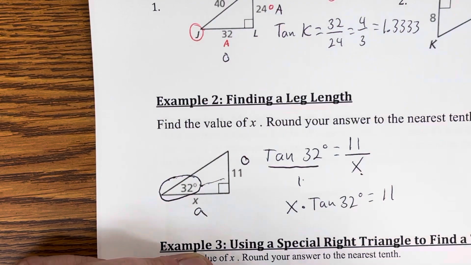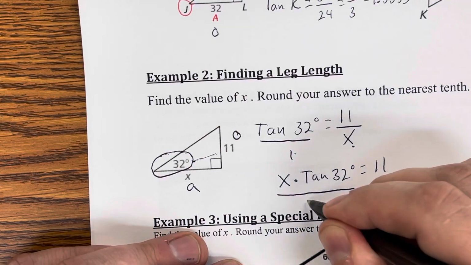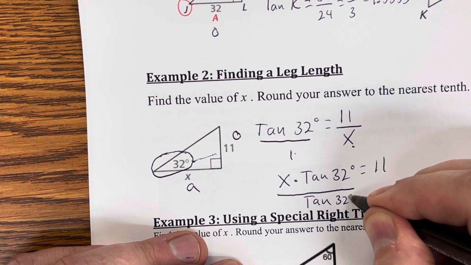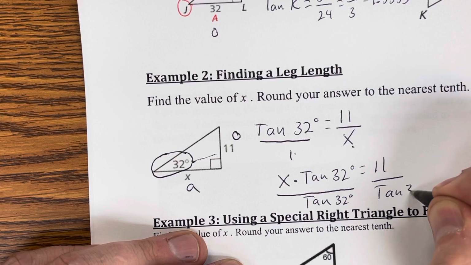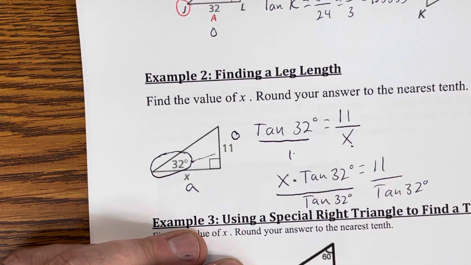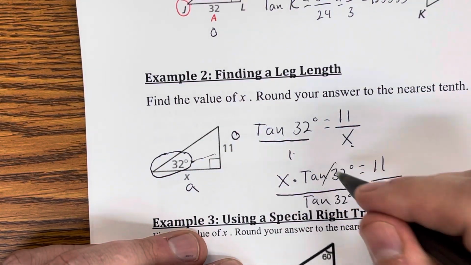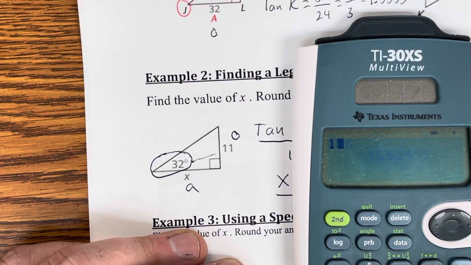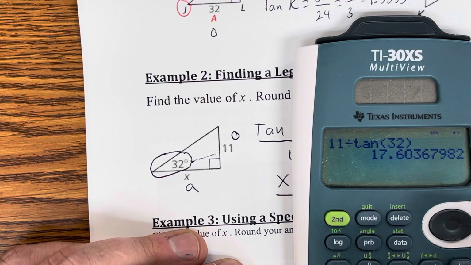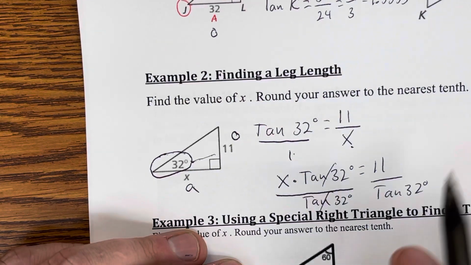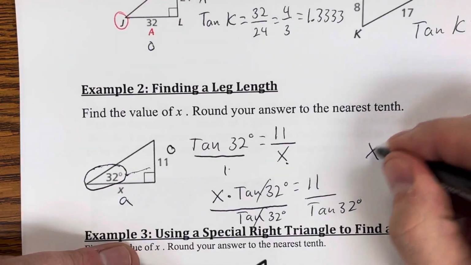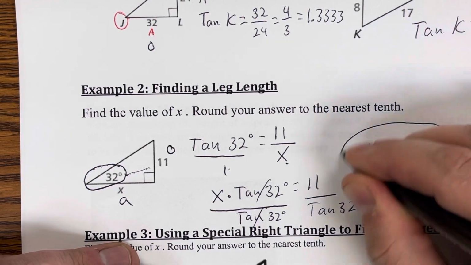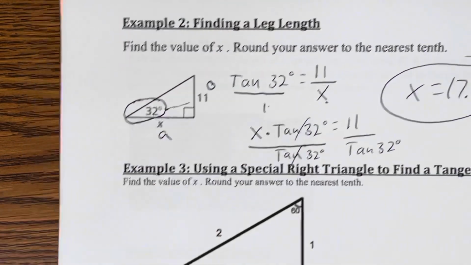That's 11. Now to solve for x, I still have to divide both sides by the tangent 32 degrees. So that is just a decimal that we're dividing by. That isolates our x because those will cancel. So when I type that in, I need to just press 11 divided by tangent 32. Notice it opened a parentheses. I want to close it because that's the end of it. And I get 17.603. So it's said to round to the 10th. So that's 17.6. And we have found a missing side using the tangent ratio.